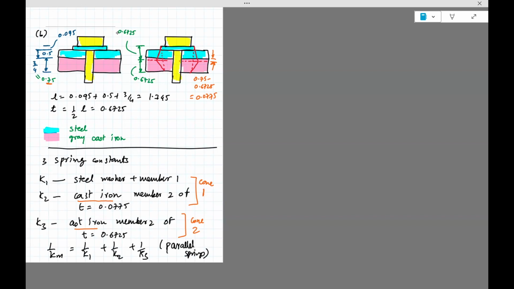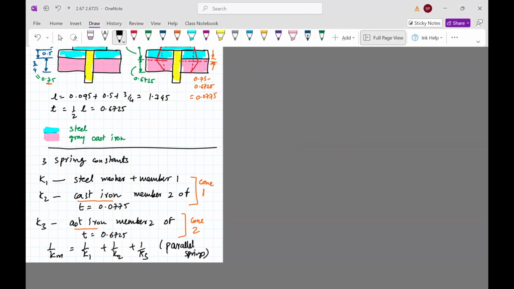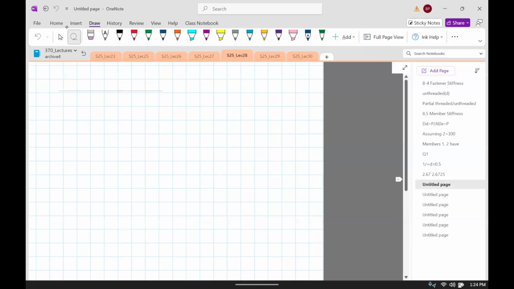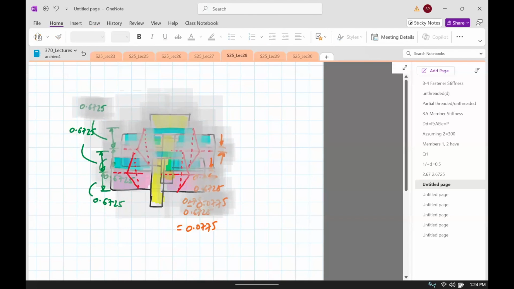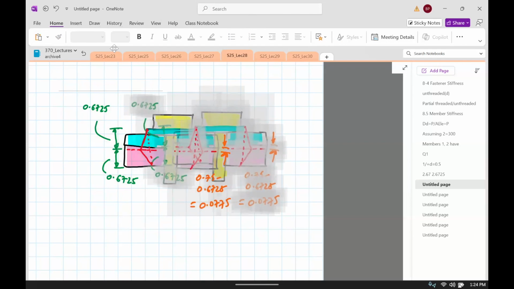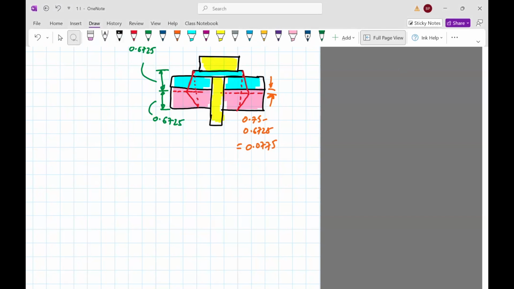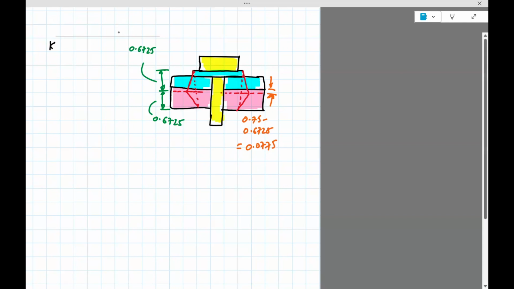Okay, so that's the overview of what we're going to do. We're going to find K1, K2, K3. The last step is super simple. Let's compute K1 first, okay? Okay, so I'm going to just take this figure and use it 3 times. Do this slowly so you can understand what's going on. So K1.